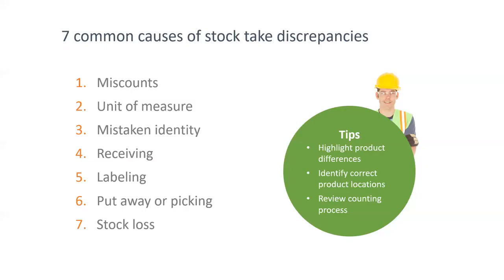The last one is just general stock loss. You'll find that a product broke in the warehouse, and rather than an employee or someone reporting that and adjusting inventory, they just threw it in the garbage. That's also going to lead to some of your general stock loss as well.